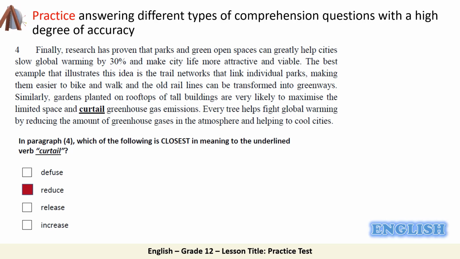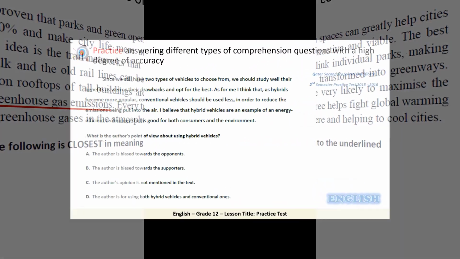If we have a look at the sentence in which the word is used in the text, we find that it mentions gardens planted and greenhouse gas emissions. So logically, the green or the gardens should reduce the emissions of the greenhouse gases. So that's why we should select here reduce.